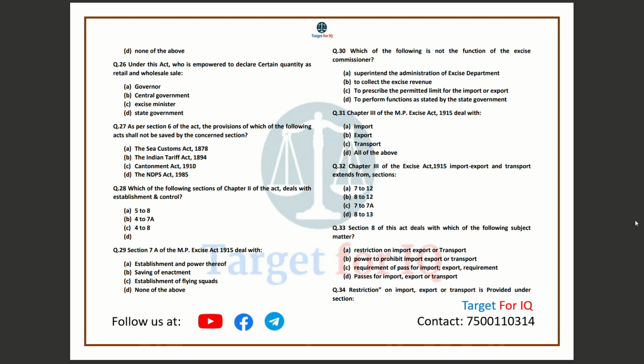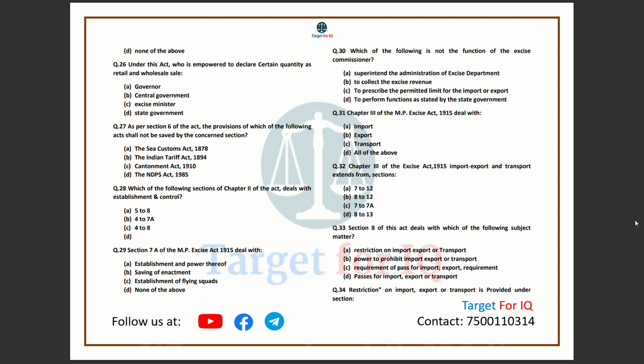Question number 31. Chapter 3 of the MP Excise Act 1915 deals with... it can be replaced with Chhattisgarh. So Chapter 3 of Chhattisgarh Excise Act 1915 deals with option A, import, B, export, C, transport, and D is all of the above. The correct answer to question number 31 is option D, all of the above.